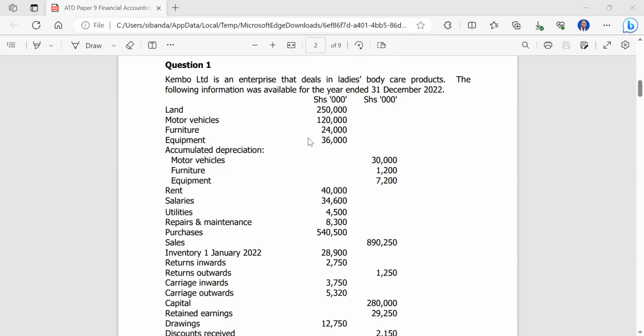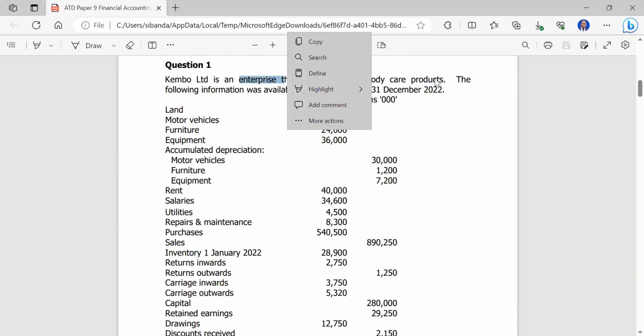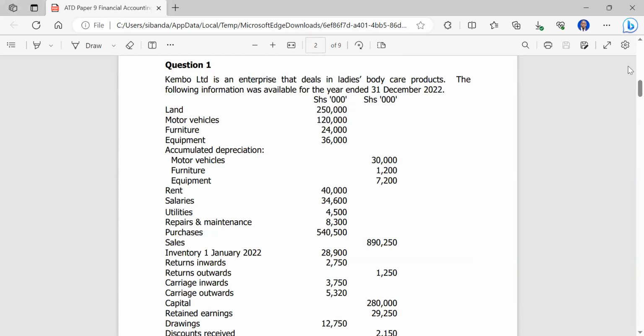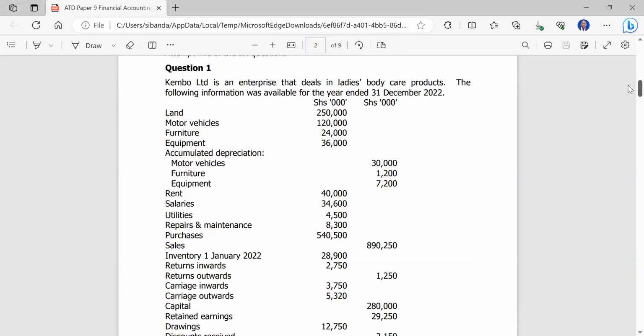Just like the way we see, this is an enterprise that deals in ladies' care products. In this paper, there is also one to do with a manufacturing company. So this is more of a trading company. They are telling us that this is the information that was available as at the year end, 31st December 2022. So this, as they are calling it, information available, is actually a trial balance.